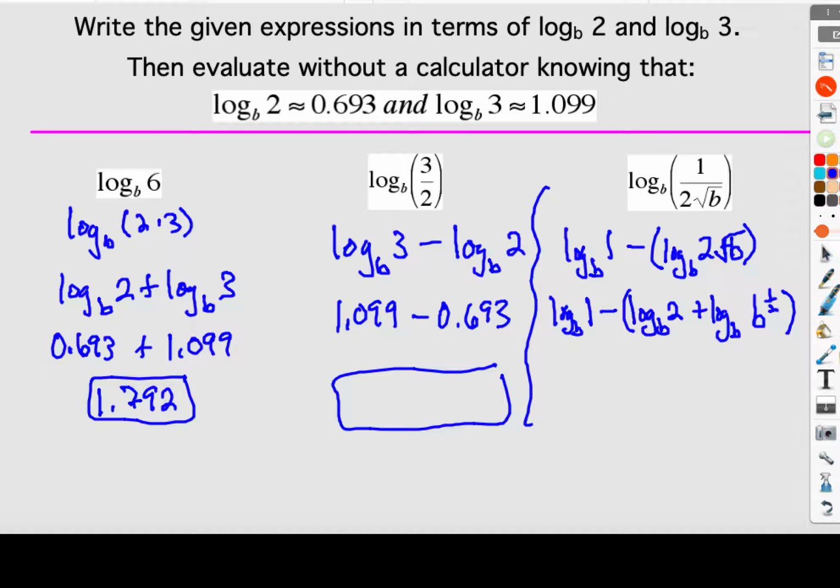And now let's do some canceling. Log base b of 1, remember log of 1 is always equal to 0. Log base b of b over here on the right is going to cancel to a 1/2. So really I'm subtracting log base b of 2, which remember we know the value of, plus 1/2. Or basically we're going to get negative 1.193 for an answer. Again, I'm going to leave the middle one to you.